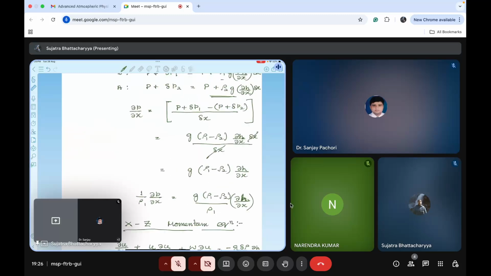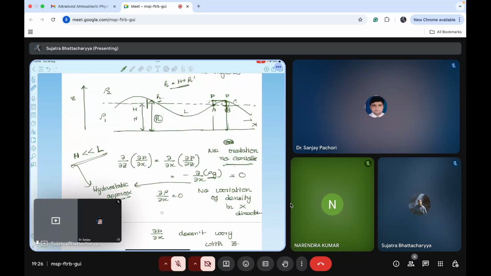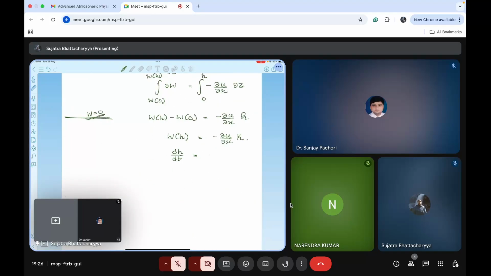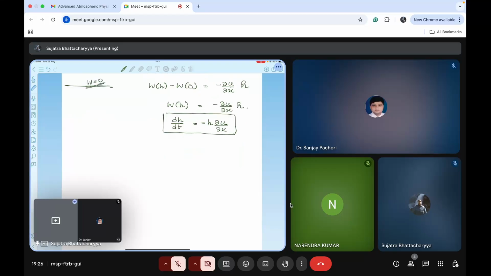So this h, which I have already assumed from the base to the surface, at every location x, it is varying with height. That is what w at h is: h times delta u delta x with a negative sign. This is another equation, the continuity equation, which can be further written in terms of partial derivatives: delta h delta t plus u delta h delta x is minus h delta u delta x.